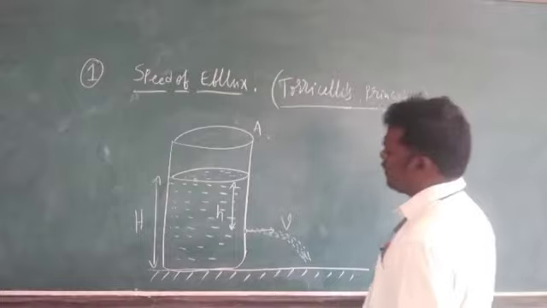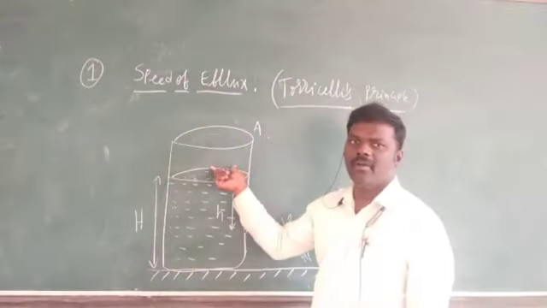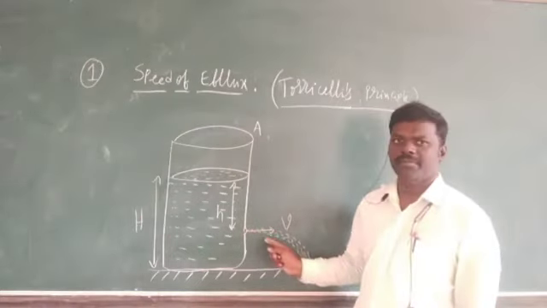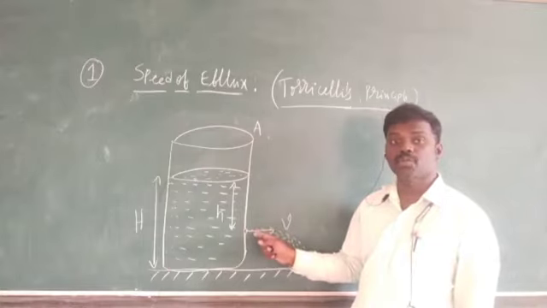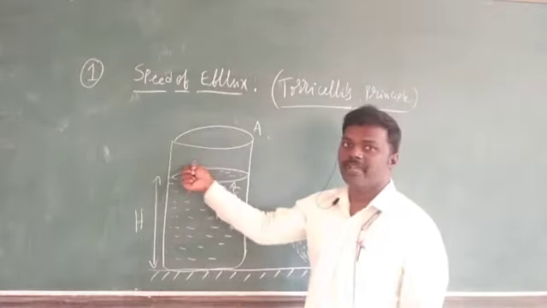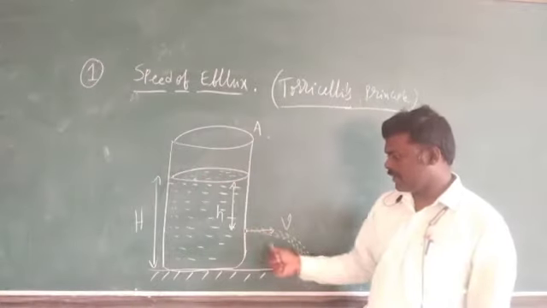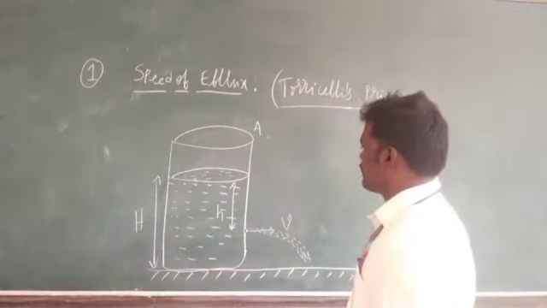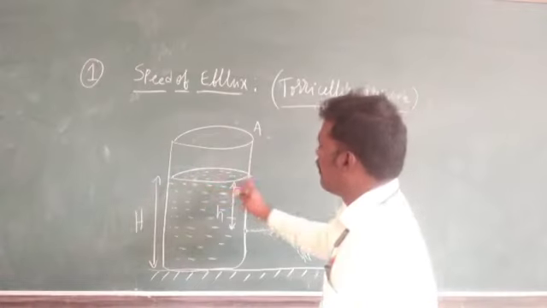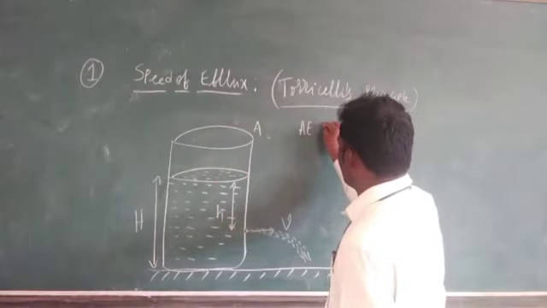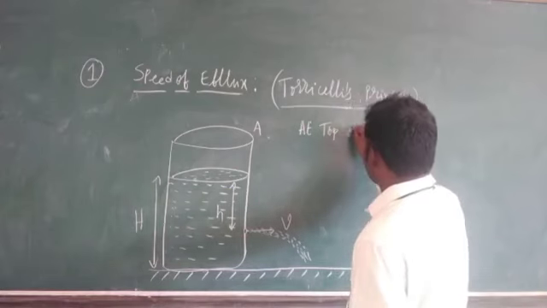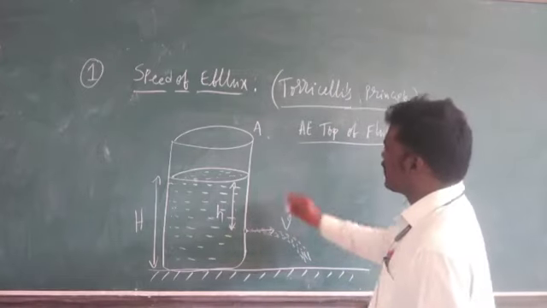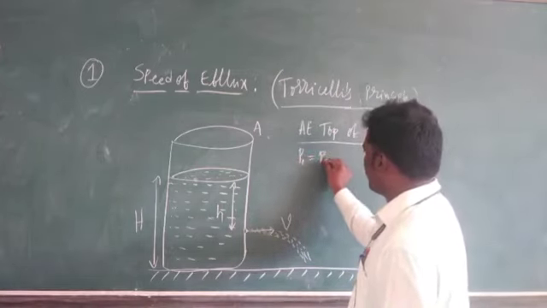So here I am taking two surfaces. One surface is at the top and the other is the orifice. The liquid is coming out of the tank, which is exposed to atmospheric pressure, so the pressure at the top surface and at the orifice is the same, atmospheric. Now I am applying Bernoulli's principle at the top of the fluid, where the pressure is P1 equal to atmospheric pressure.